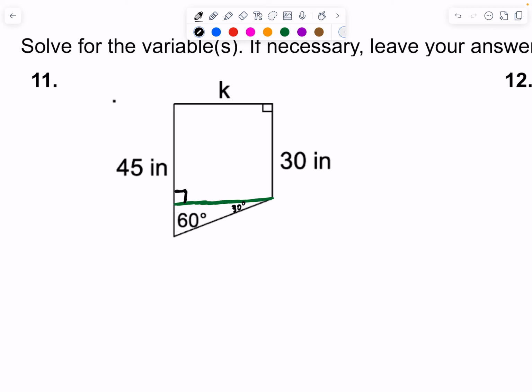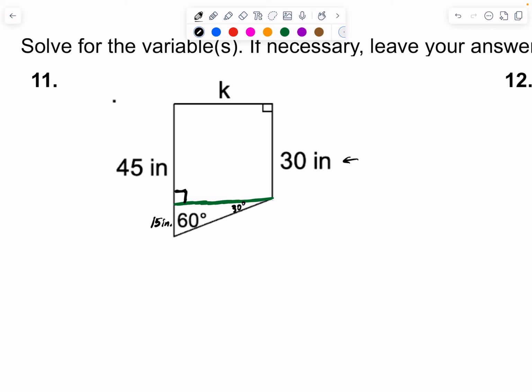You can also notice that we've got 30 inches right here. This whole thing on the side is 45, but after I drew that from the end of that 30, that means this is going to be 15 inches for that side across from the 30 degrees. So I know it's kind of hard to see, but that 15 inches is across from the 30 degrees, okay?